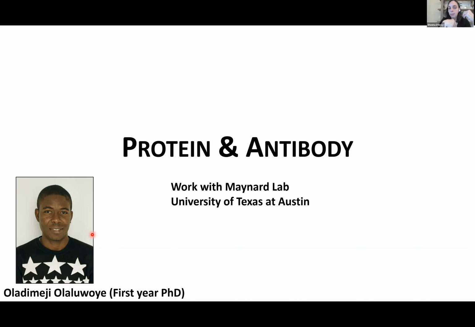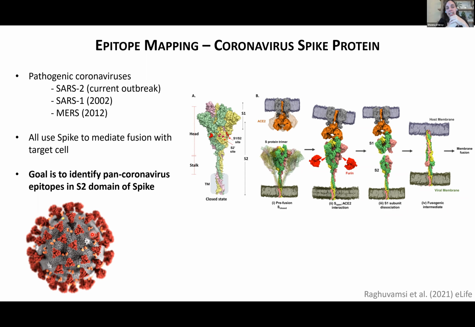I will say there was a bit of pressure because we were epitope mapping the coronavirus spike protein. Pathogenic coronaviruses are something I'm sure all of us have heard of because we're in the middle of a SARS-2 coronavirus outbreak. But there are other coronaviruses and there have been other outbreaks as well, for example SARS-1 in 2002 and MERS in 2012. So the goal here was to see if we could identify pan-coronavirus epitopes that would act on all of the different coronaviruses that are pathogenic to humans.